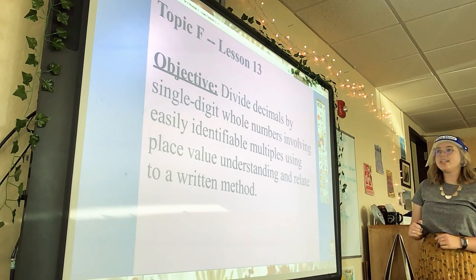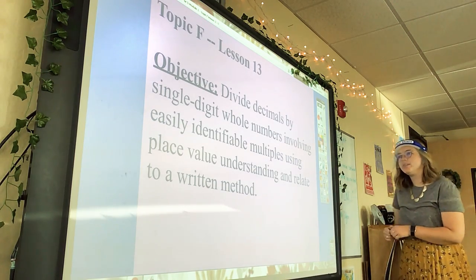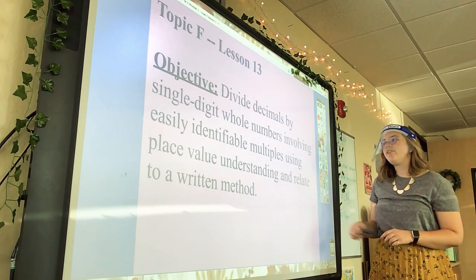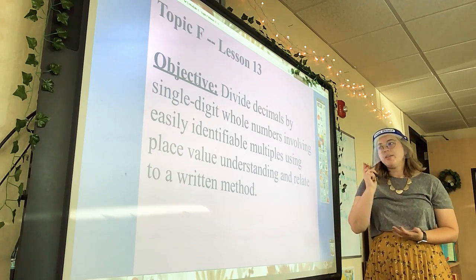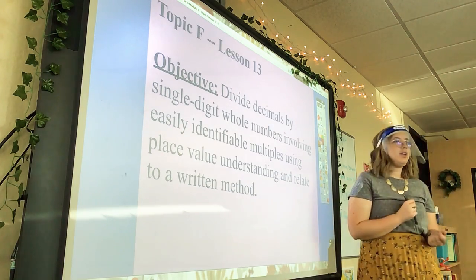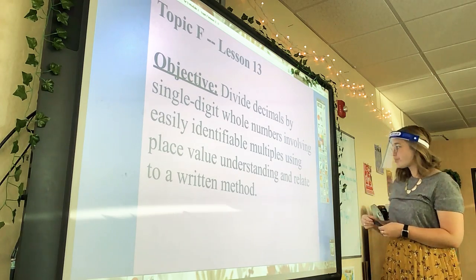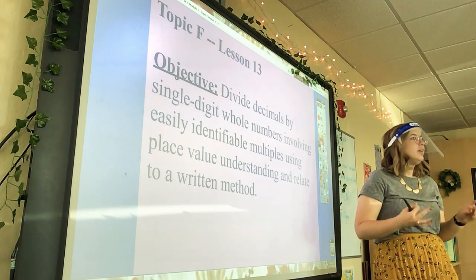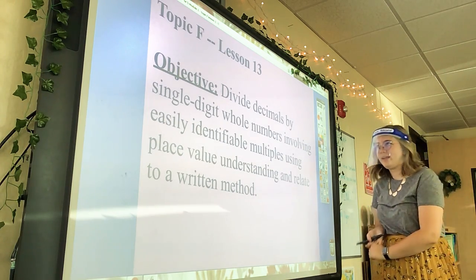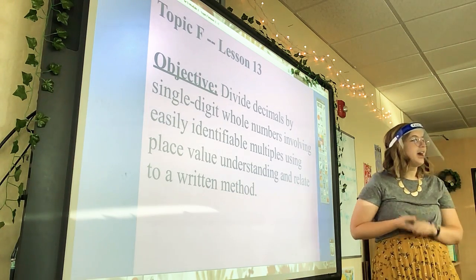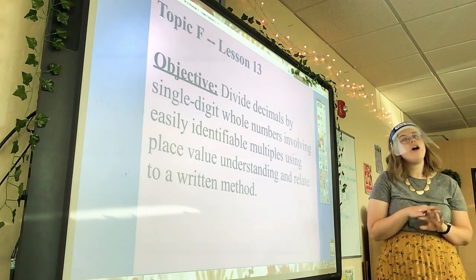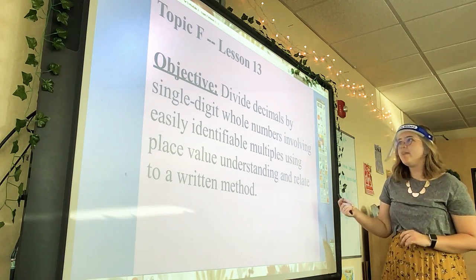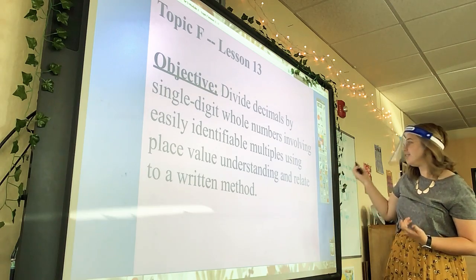So, we're going to divide decimals by single-digit whole numbers involving easily identifiable multiples using place value understanding and relate to a written method. So, let me break this down. We have been doing adding decimals, subtracting. Last week, we spent a whole week on multiplying decimals, and now we are going to finally divide, okay? So we're doing all four operations with these guys, right? So we're dividing decimals by single-digit whole numbers.